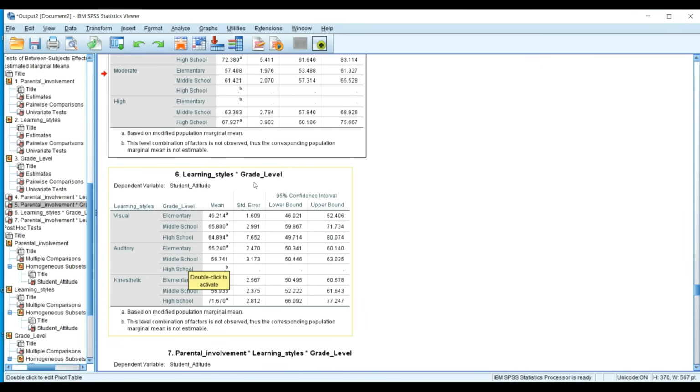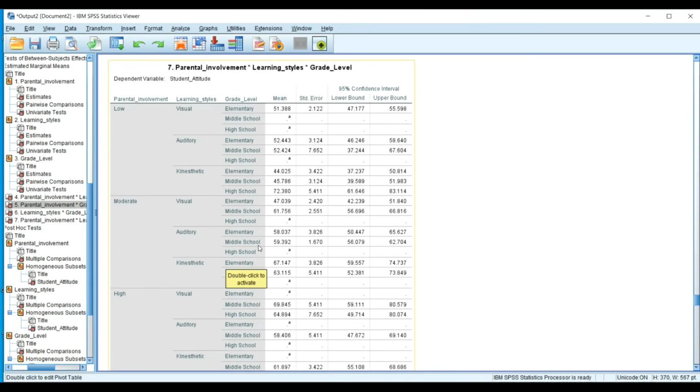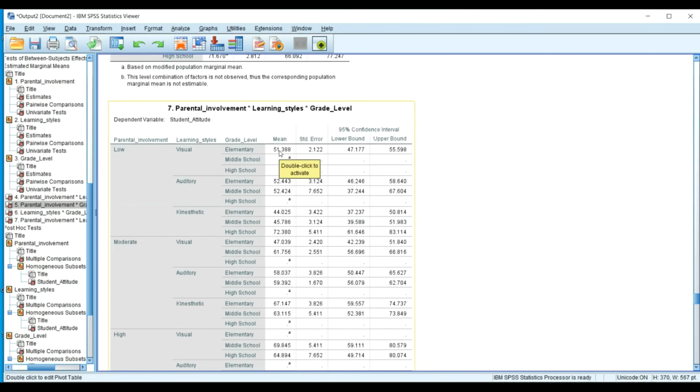So we also have a significant interaction. When you look at that, you can see the higher means, so you know the ones contributing higher. For example, in this case, the mean is 65.8, showing that in the interaction between learning styles and grade level, visual in the middle school has a higher contribution than auditory in the middle school, and at the same time kinesthetic in the high school contributes. But again, in this case, we do not have evidence of significant interaction.